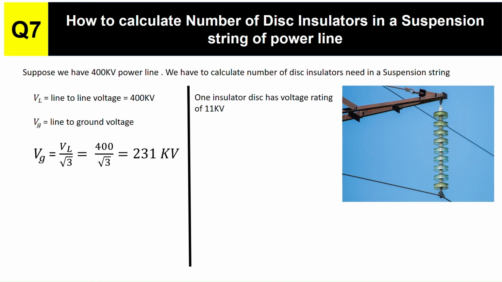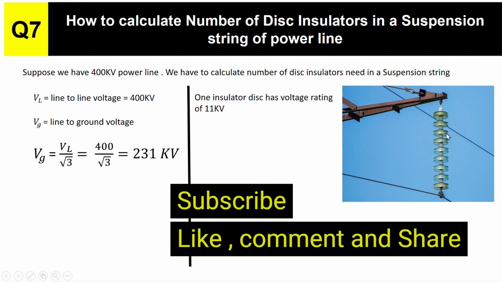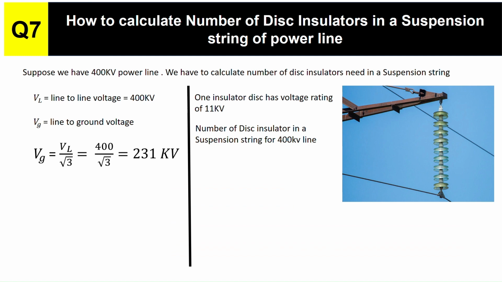One disc insulator has a voltage rating of 11 kV. See in the picture there are a number of disc insulators, and one disc insulator can withstand a voltage rating of 11 kV. The number of disc insulators used in the suspension string for 400 kV can be calculated by using this formula. N is equal to VG divided by disc voltage, plus safety factor. SF is the safety factor.